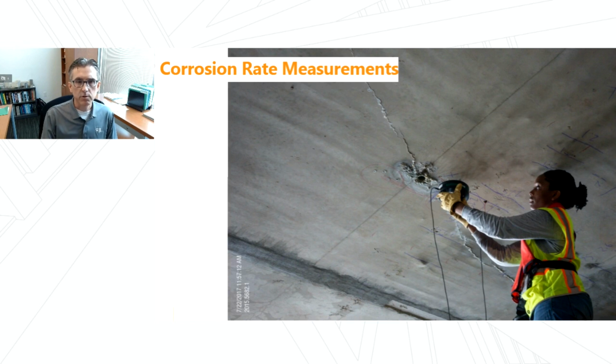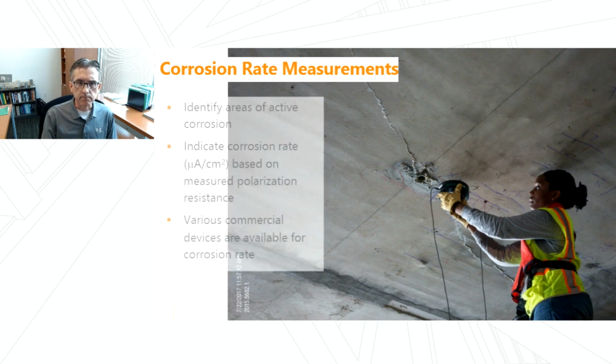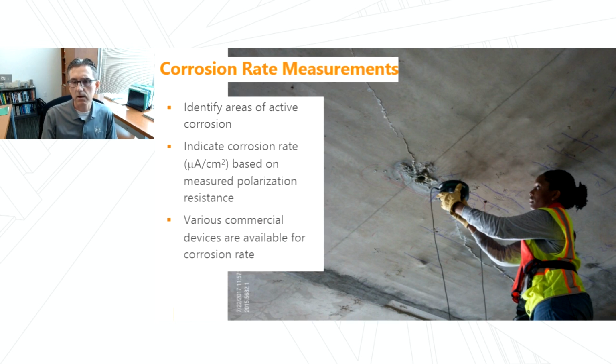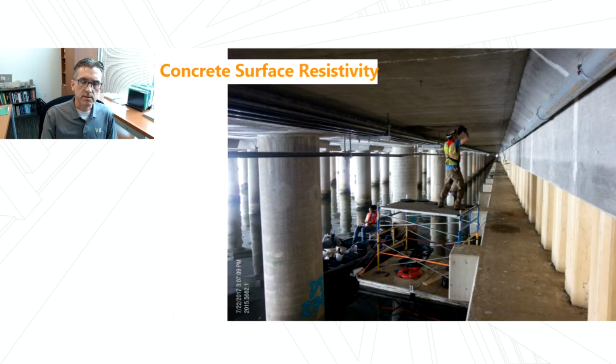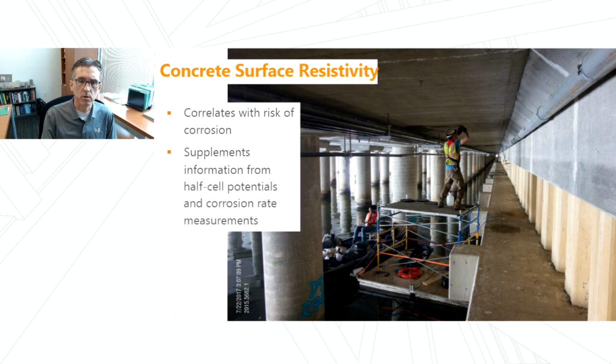We also take corrosion rate measurements. These help us identify areas that are actively corroding at present. We can actually measure the corrosion rate, or the amount of steel that's being lost over time. Typically, we'll supplement those half-cell potentials and corrosion rate measurements with concrete surface resistivity. This correlates with the risk of corrosion.